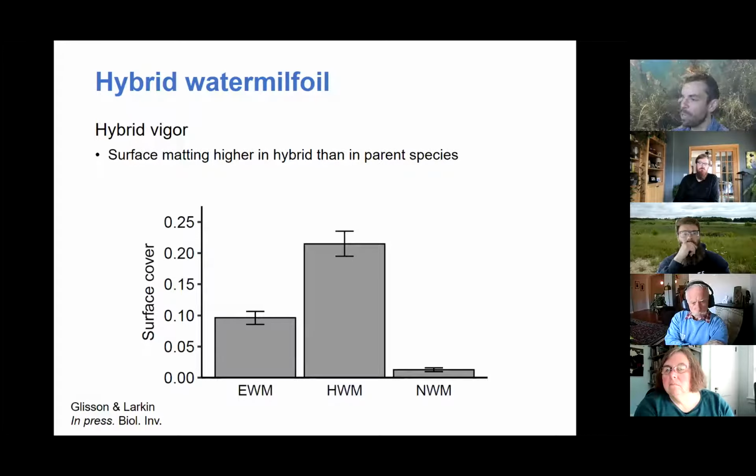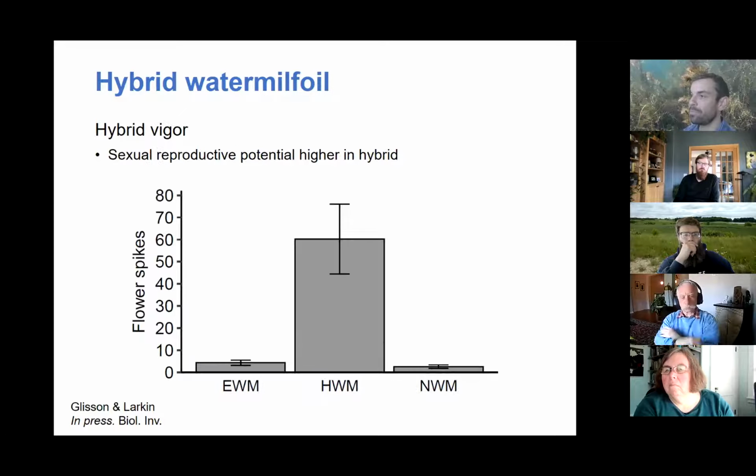So the hybrid in the middle, reaching the surface, branching laterally, and causing more matting on the surface, which is one of the things that interferes with recreation and then can also have consequences for native vegetation that gets shaded out and overtopped. In addition, we found higher potential for sexual reproduction with much greater production of flowers in hybrid water milfoil than either parent.